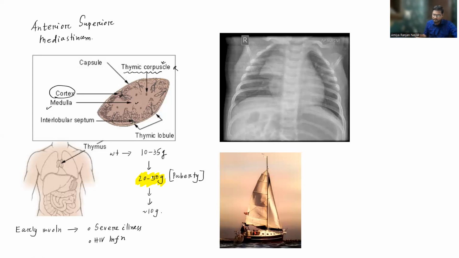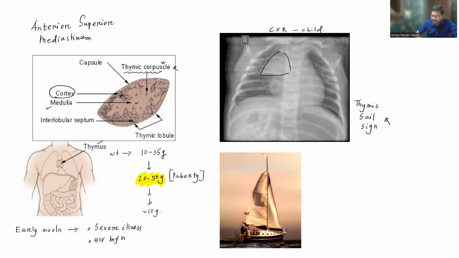Then, this is the chest X-ray of a child or a newborn. In newborns, you can actually appreciate the thymus. These are present as triangular structures in the mediastinum area, and this is known as the thymic sail sign.